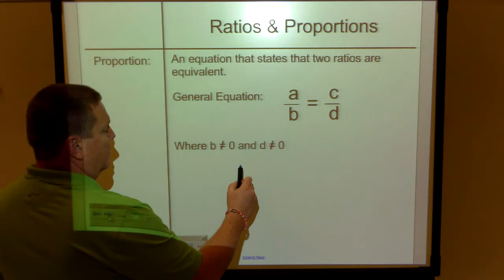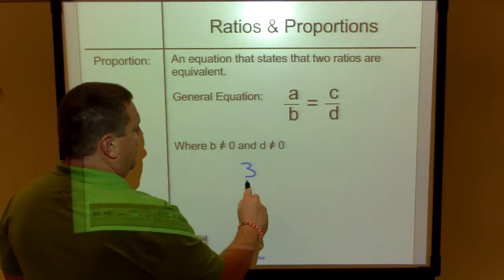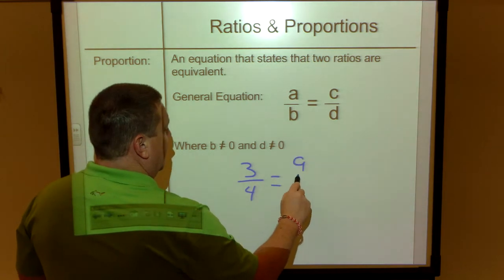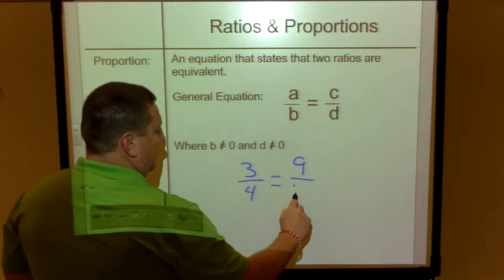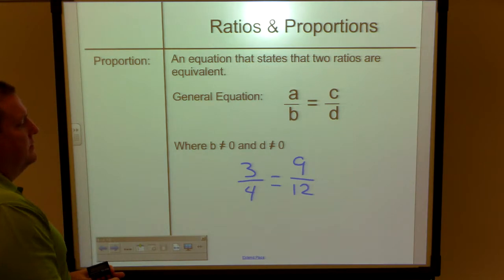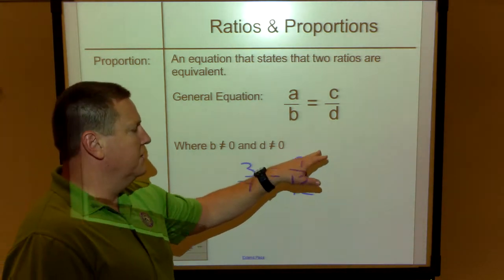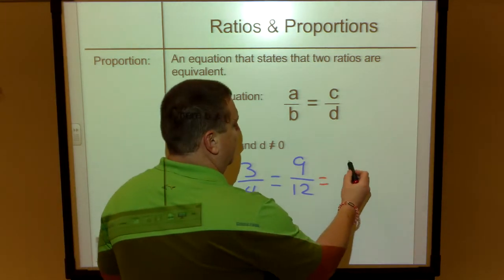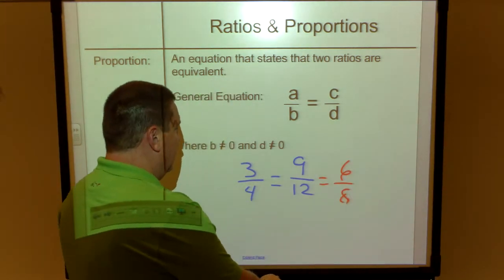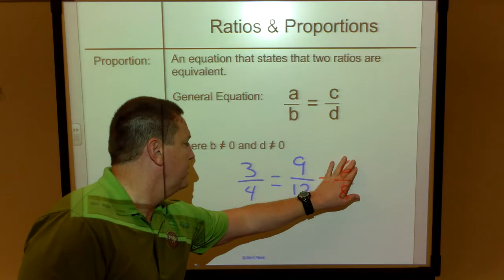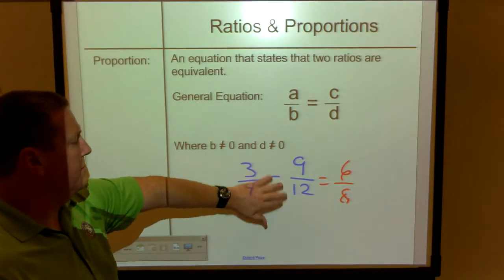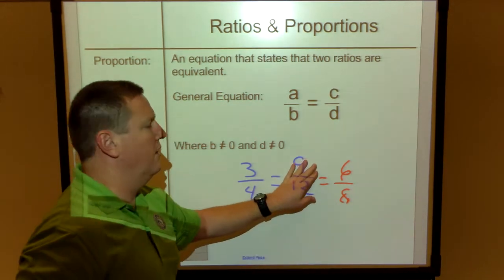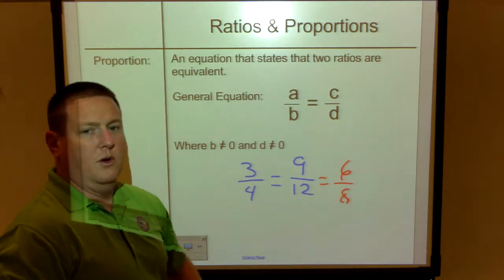Can't divide by 0, so let's say we have 3 over 4 is equal to 9 over, let's say, 12. So the ratio of 3 to 4 is the same ratio as 9 to 12. Or I could say 6 to 8. You could even go a step further, 6 to 8. This creates a proportion because those are equivalent. Or I can get rid of that and look at these two ratios and call them a proportion because they are equivalent also.